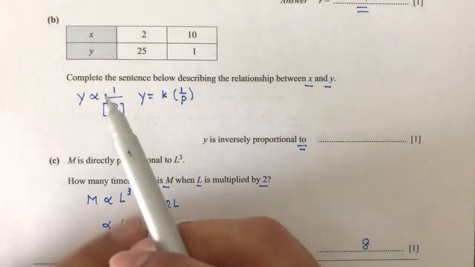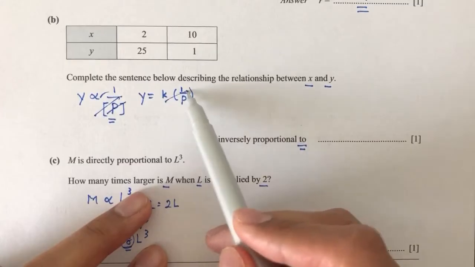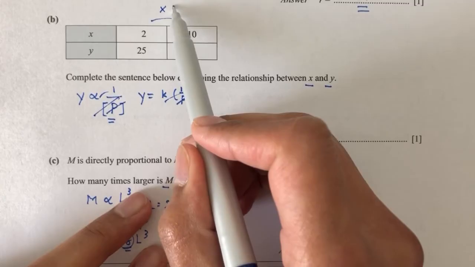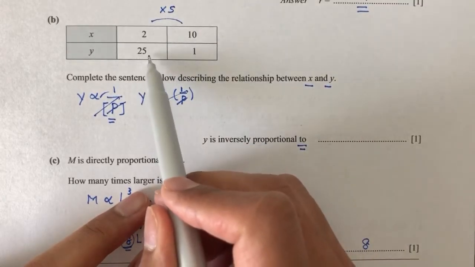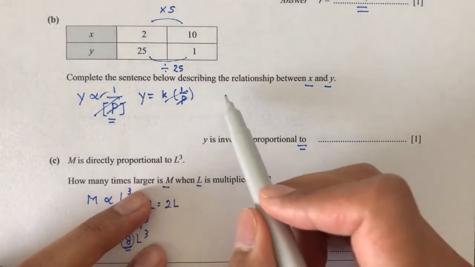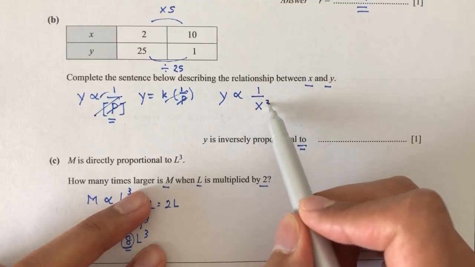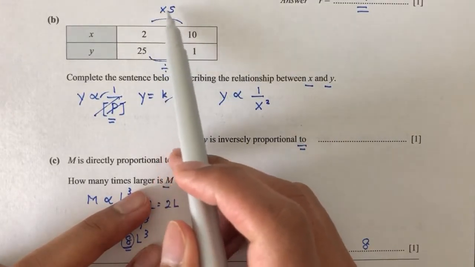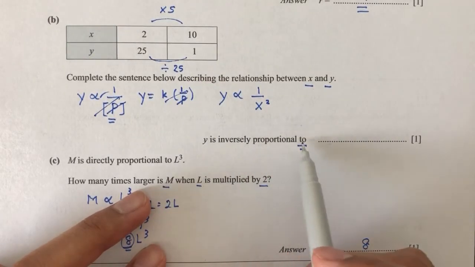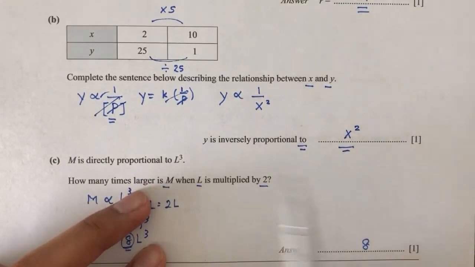For part B, we can just continue doing that. So we observe that we can just not look at this. That's okay. We observe the value of x is increased by 5 times. What happened to the value of y? It is decreased by 25. So divide by 25, which means that y varies inversely to x squared. If you increase the value of x by 5, the value of y is decreased by 25. So your answer here will be inversely proportional to x squared. That is your answer for part B.